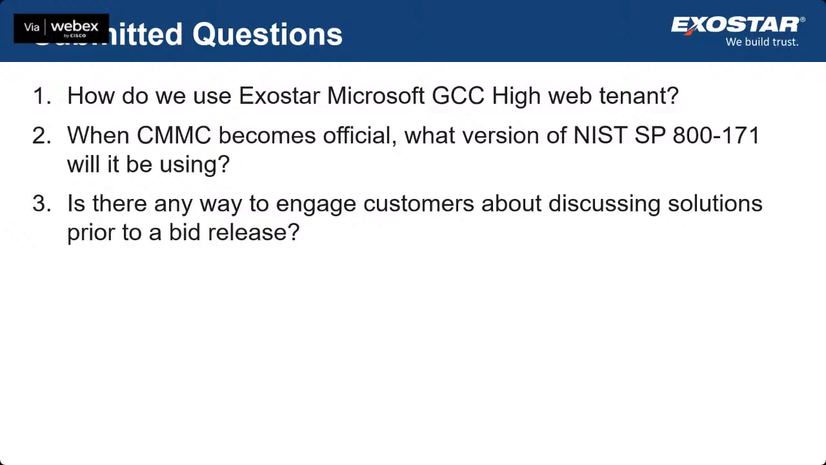3rd question is also very general and one I don't have a great answer to. Is there any way to engage customers about discussing solutions prior to a bid release? And this is one of those, there is no formal way, right? There's no formal way of determining what kind of solutions or what kind of particular things the government might be putting out to bid. The only thing I can suggest is to, those agencies you're currently working with, those relationships you have, ask them what problems they're looking to solve, find out if they're considering putting that budget line in, etc. That'll at least give you an idea of what might be coming.